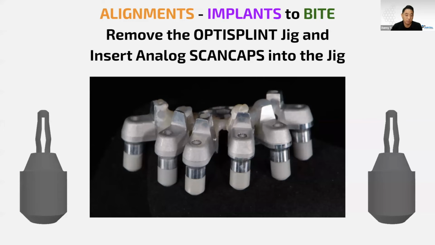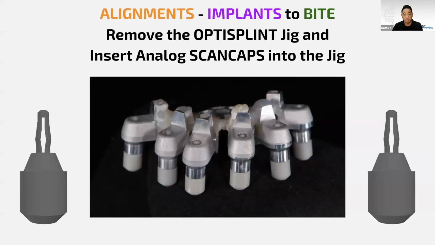In our library in exocad, we also offer the geometry of these scan caps as the analogs in our library, so that even if you don't use these analog scan caps in this OptiSplint jig, you can still pull it in from the library digitally to align the data all together, the implant positions to the bite. But you could see that these are the same geometries, the same scan caps that we put in the prosthesis earlier. So you could start to picture in your mind how those two pieces, the bites and the implant positions, are going to be aligned together.